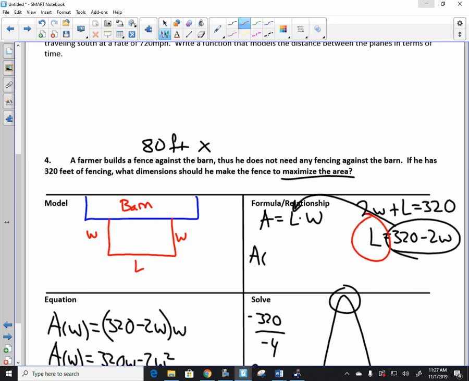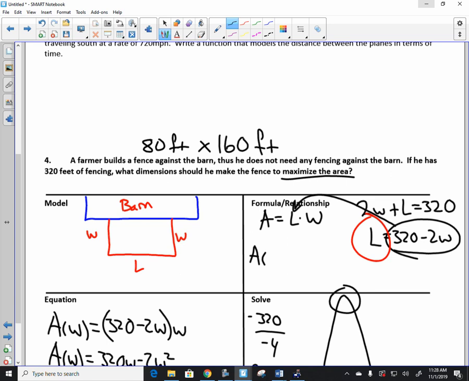Length is sitting right there. It says length is 320 minus 2W, so 320 minus 160. You got that grand total of 160 feet. Good job. Good work. We have time for one more problem.